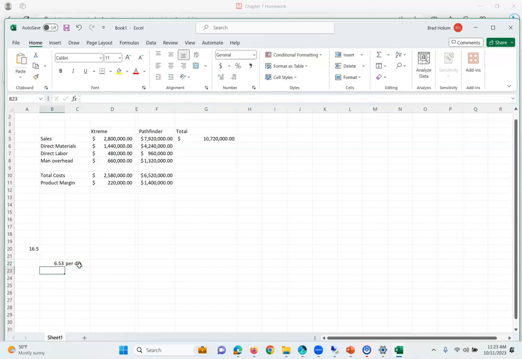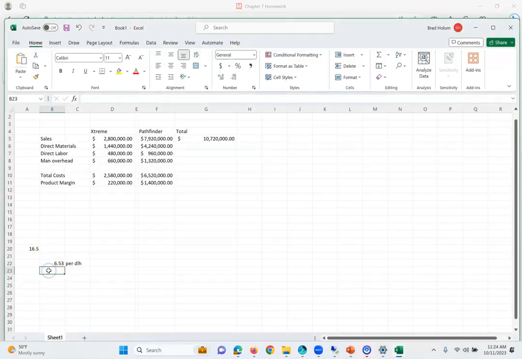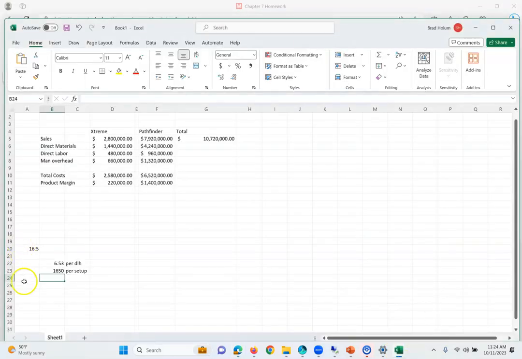Then the other one was our batch setups. Our batch setups, 495 divided by 300, right? 495 divided by 300 setups is going to be $1,650 per setup. And then our product sustaining, 6024 divided by 2. So our 6024 divided by 2 is 301,200 per product.